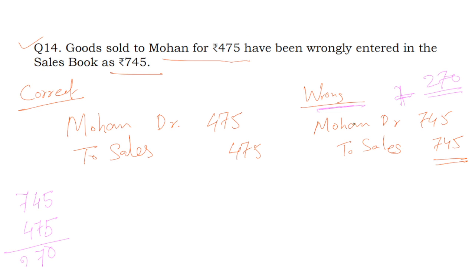So what do we have to do? We have to reverse this transaction. So how to reverse? We will record a rectification entry like this: sales account debit 270 to Mohan.